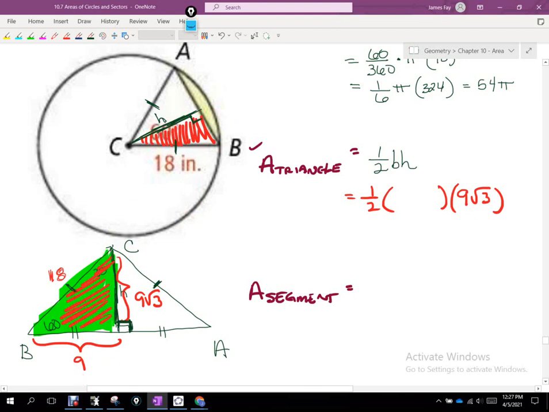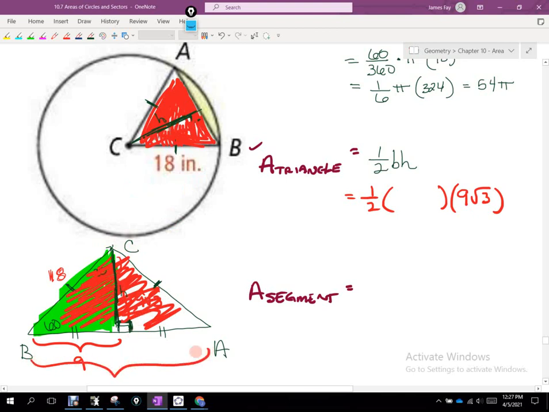B would be 9, right? But our goal is to find the area of that entire red triangle, right? Which would be this entire triangle down here. So what should I let B be in that case? 18, right? And that's why we talked about this distance right here, this altitude, bisecting the base.